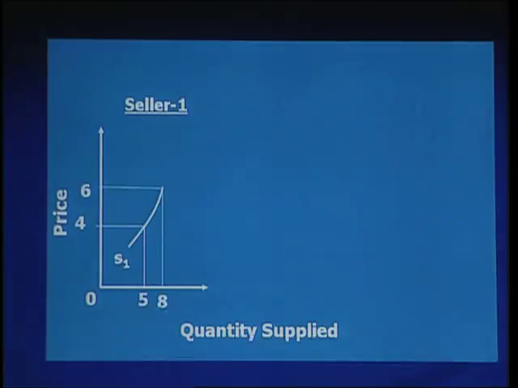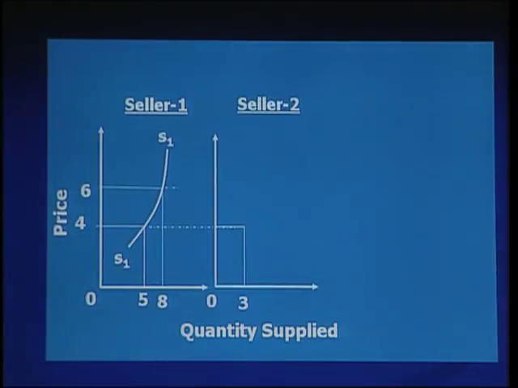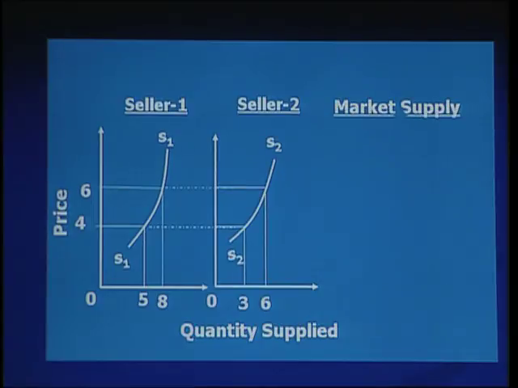Dear learners and viewers, we have learned how we can get market supply from the individual supplies numerically. Now, if we plot the price and the quantity supplied in the market on a two-dimensional space, we will get the market supply curve, or we can add the individual supply curves horizontally to get the market supply curve. Let us see that now. We can see seller 1's supply curve is S1 S1 and seller 2's supply curve is S2 S2. Now, we can get the market supply curve by adding seller 1's supply curve and seller 2's supply curve horizontally.